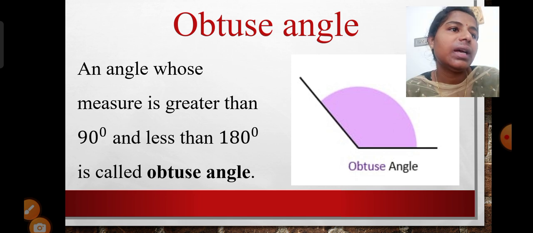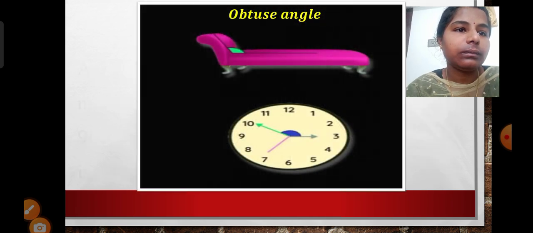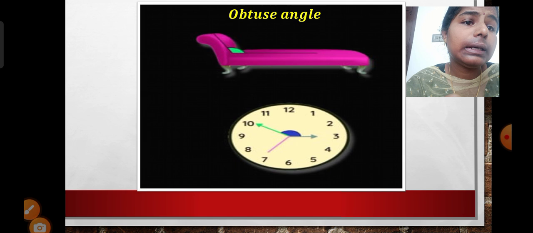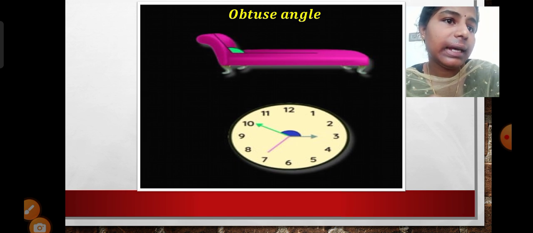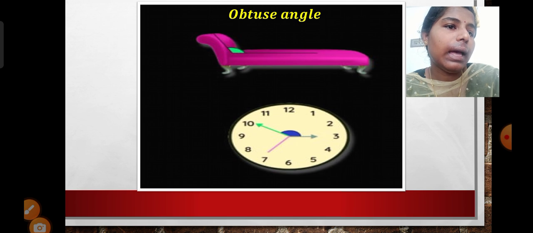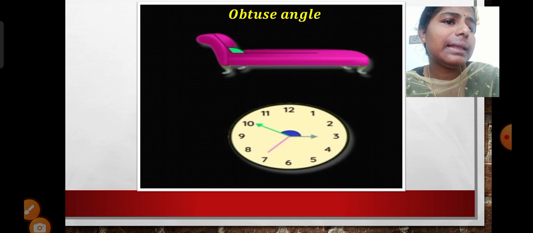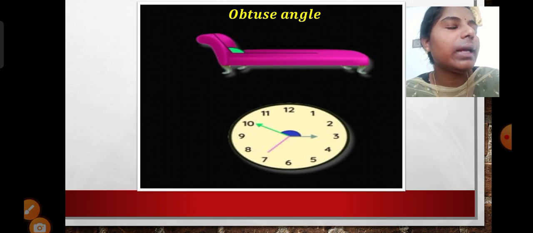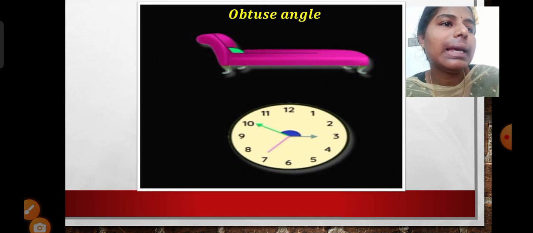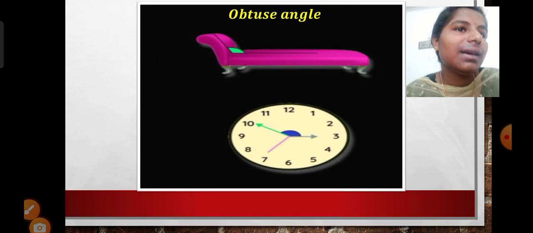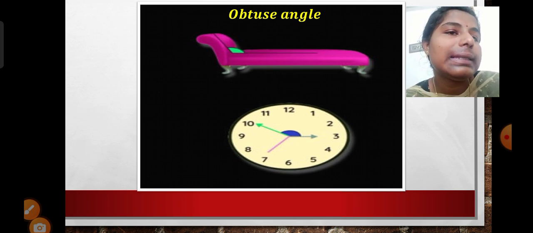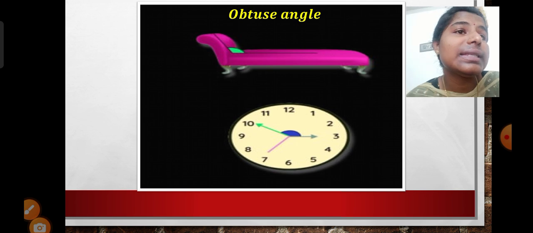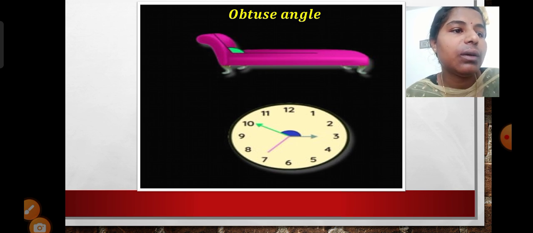Then we can see some examples. See the clock: the green line is on 10 and the small line is on 3, so that is an obtuse angle. Then some sofas, not every sofa but some. See the first picture, it is in a manner of less than 180 and greater than 90 degrees, so this is an obtuse angle. Okay, I hope all of you understood.